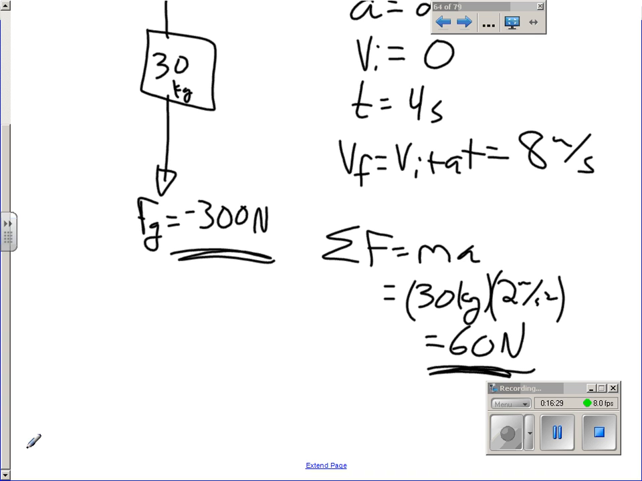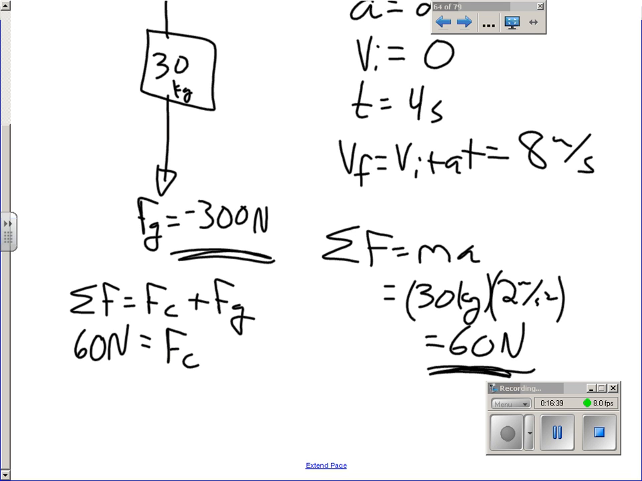Or if you prefer, you can use an equation. It's this: net force equals the force of Carl plus the force of gravity, right? So our 60 newtons, which is our net force, has got to equal the force of Carl, which is my unknown, that's what I'm looking for, plus the negative 300 newtons from gravity. And solve it. Let's see, this is like minus 300, so I'm going to add 300 to both sides.